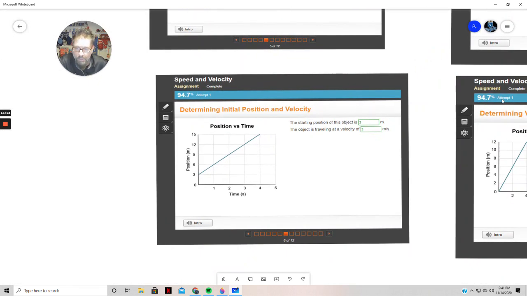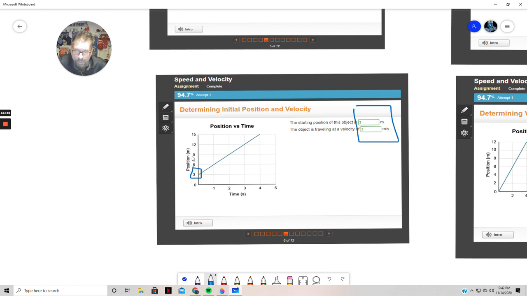Okay, determining initial velocity and position. And again, you guys did a great job here, as we can see. Okay, so the idea, the starting position, okay, 3 meters, and we're traveling 3 meters per second. That's because in 1 second, we got to 6 meters, and in 2 seconds, 9, 3 seconds, 12. So we're going up by threes. So for every second, we're going up 3 meters. And so you guys did a great job with that.